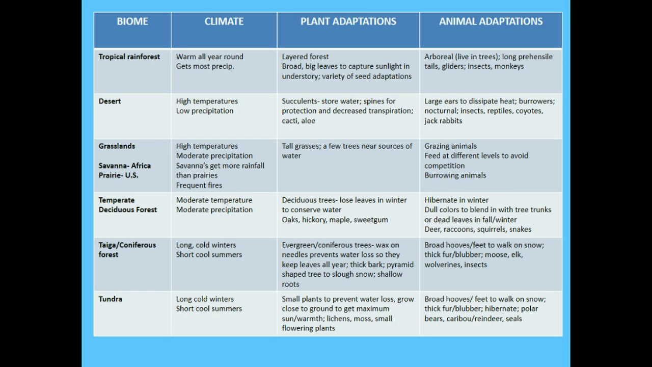And then the tundra is really kind of like a cold desert. There's not a lot of rain. It's very, very cold, so you're going to get very small plants that are going to grow low to the ground to keep warm. So they're also going to have to help prevent water loss. And again, the animals will have some similar characteristics as the taiga, where you'll get a lot of blubber and thick fur. They also will hibernate at times. They also have the broad feet to help walk on the snow.